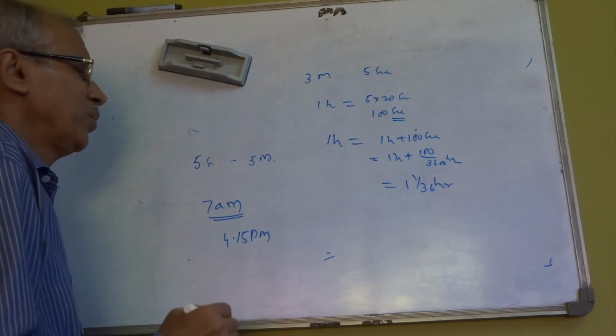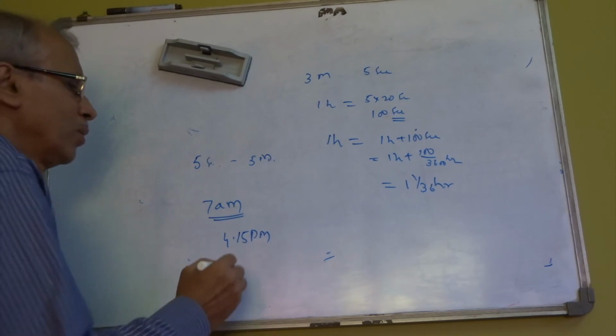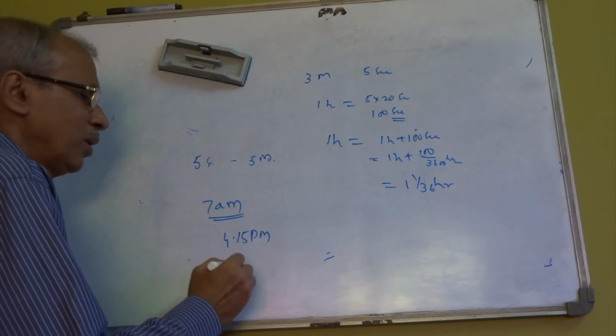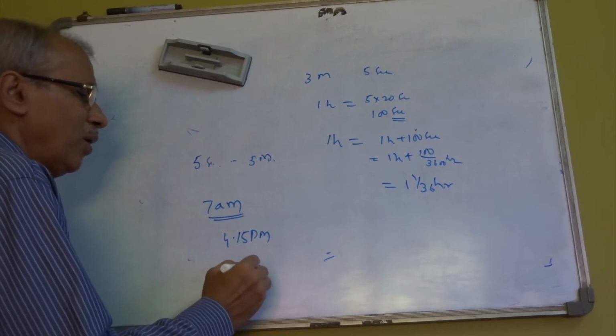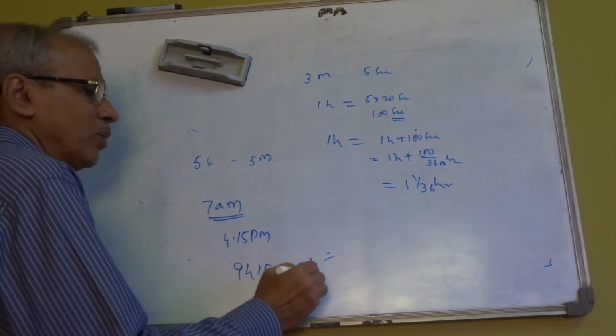Now it was set at 7 a.m. Now it is showing 4:15. 7 to 4:15 is 9 hours and 15 minutes, or 9 and 1/4 hours.